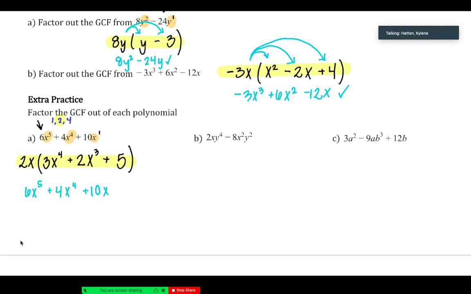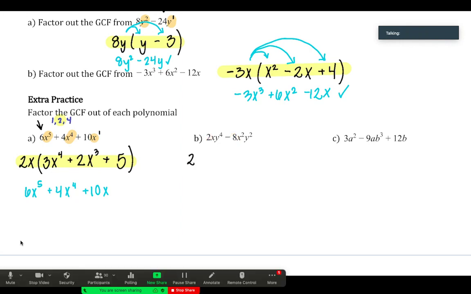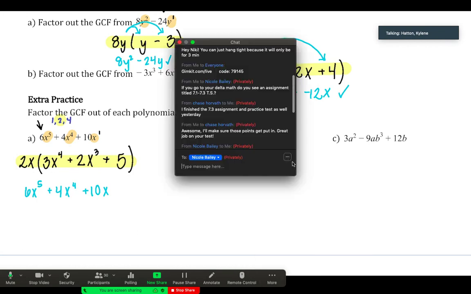So for B, these ones are kind of tricky with the multiple variables, I'm not gonna lie. So for B, it's 2x to the fourth minus 8x squared y squared. Same thing to start: we have to figure out what's the biggest number that we can factor out. So we're looking between 2 and negative 8. I know that 2 is a factor of 8, so that's automatically going to be my greatest numerical factor that I can pull out. So I can start with a 2. And then for my variables, remember that I just have to pull out the lowest power that I see.